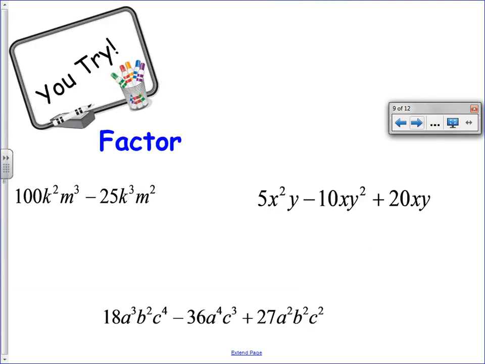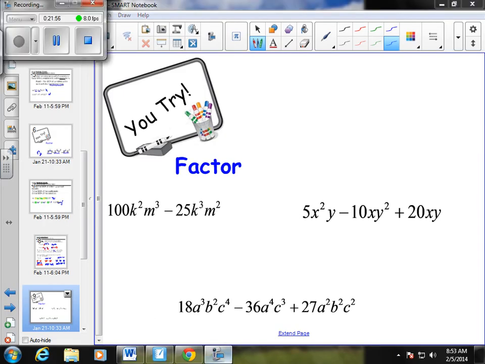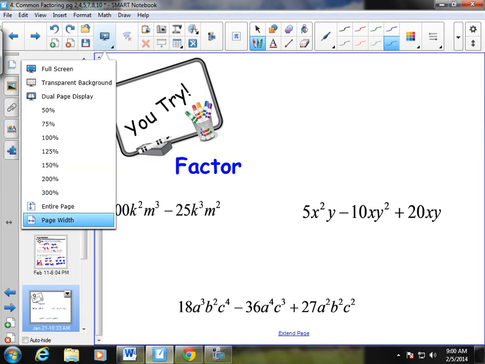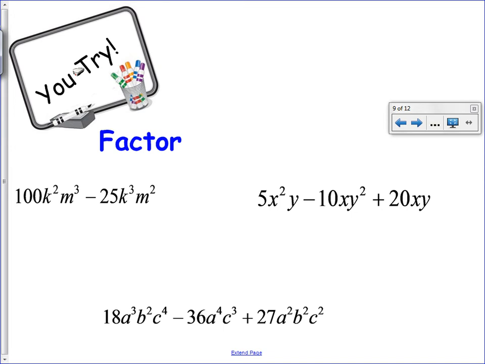Okay. I want you to try these 3 examples on your desk. Go. Okay, let's try this one out, the first one. What is my greatest common factor for my first one? Zach? 25 k squared m squared. So that's my greatest common factor. Now, what am I left with when I take this greatest common factor and I divide it by each of the terms? Zach?